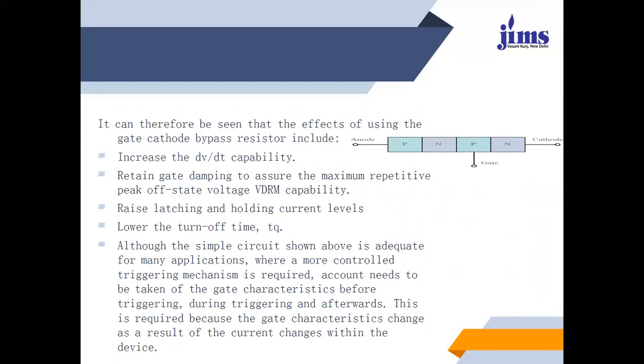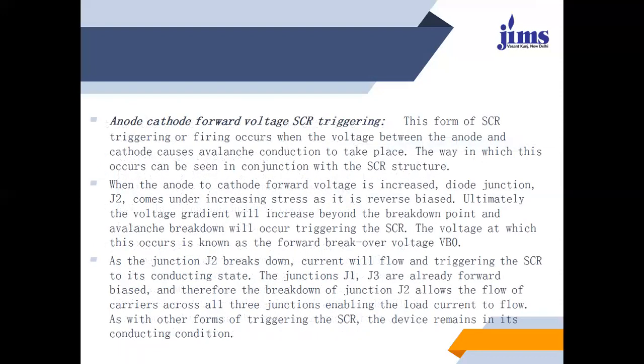Although the simple circuit shown above is adequate for many applications, where a more controlled triggering mechanism is required, account needs to be taken of the gate characteristics before triggering, during triggering, and afterward. This is required because the gate characteristics change as a result of the current changes within the device. Another method is the anode cathode forward voltage SCR triggering.